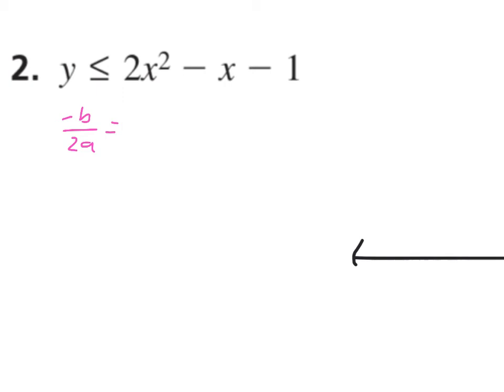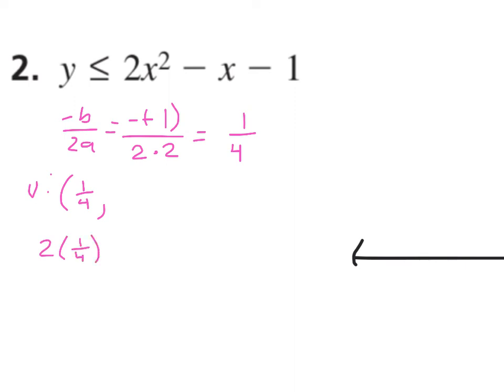What's our b? -1. So this is a -1 on top. And then what's our a? 2. So we have 1/4. So in our vertex, our x is 1/4. How do we find our y? Plug it in. So we have 2 times 1/4 squared minus 1/4 minus 1.